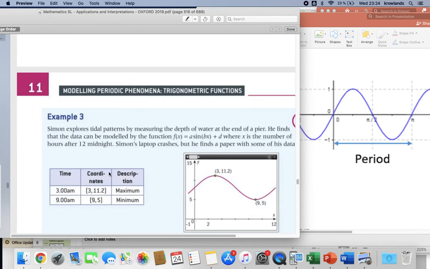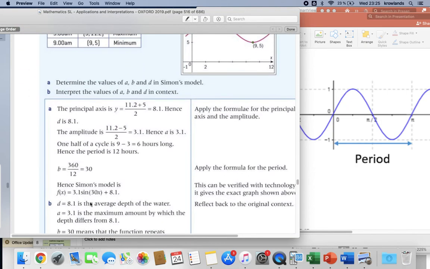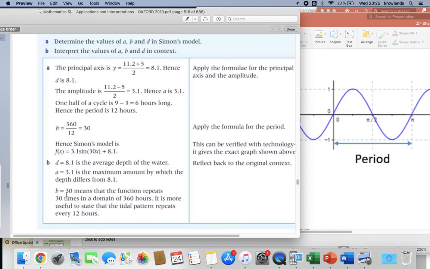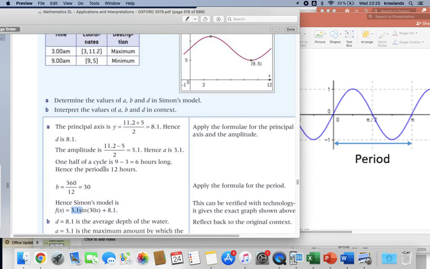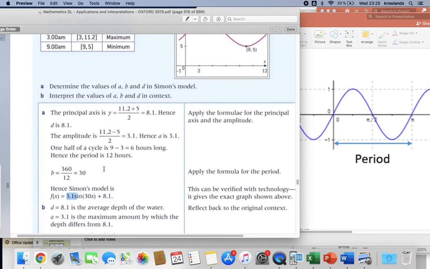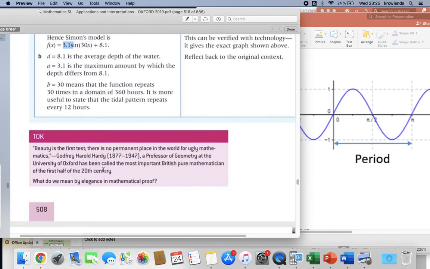Let's just double check our answers with this. 30, 8.1, and we had another thing, 3.1. I believe these are the answers that we managed to glean, which is fantastic.